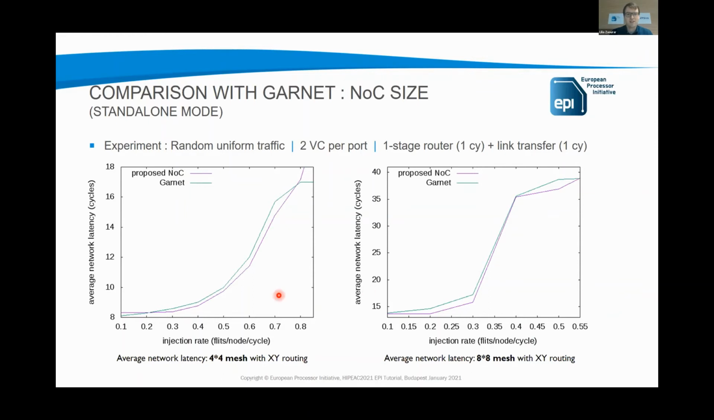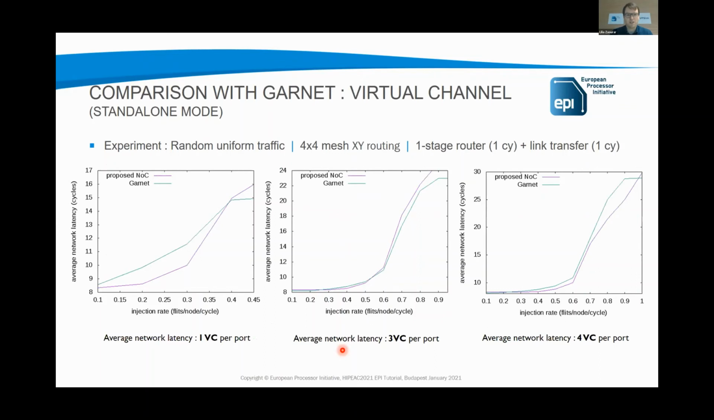So here we can see that the curves from Garnet and the curves from this abstract model within VPSim do fit very well. This is for two different topologies, so a 4x4 mesh or an 8x8 mesh, both using XY routing and 2 virtual channels. So these are very good results in terms of accuracy, and the same applies when we change the VC size. The curves still do match between Garnet and the proposed NoC model. So we've got a good accuracy, which makes us able to really simulate large systems with confidence.